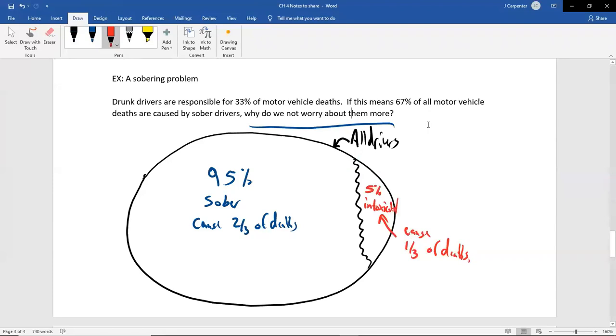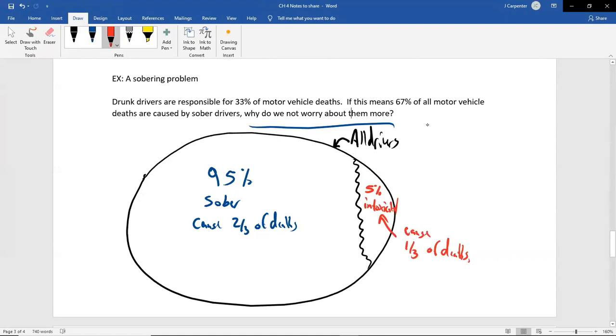But again, the point of this problem is just blatant statistics. Oh, drunk drivers or intoxicated drivers are causing 1/3 of deaths. Sober drivers are causing 2/3. We need to focus more energy on the sober drivers. They're running rampant. We've got to fix this. This is how statistics get misused in the media.